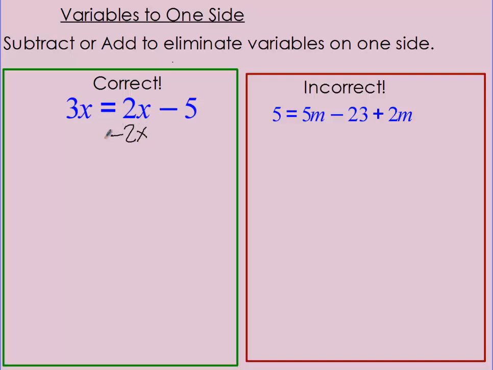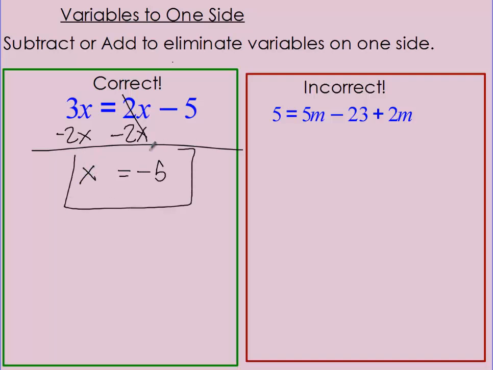So if I subtract 2x on both sides, these 2x's will cancel. I'm left with negative 5 on the right. 3x minus 2x is going to be 1x, or just x. So my answer is x equals negative 5.